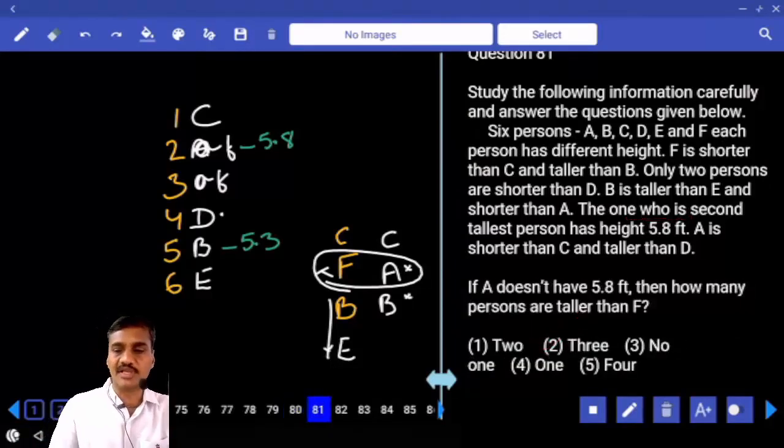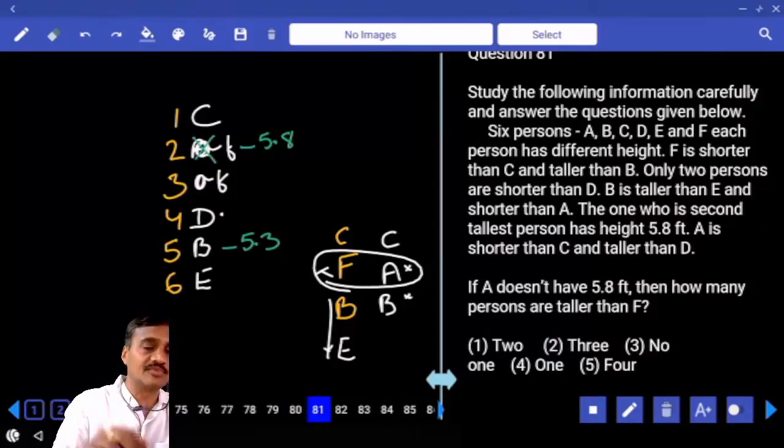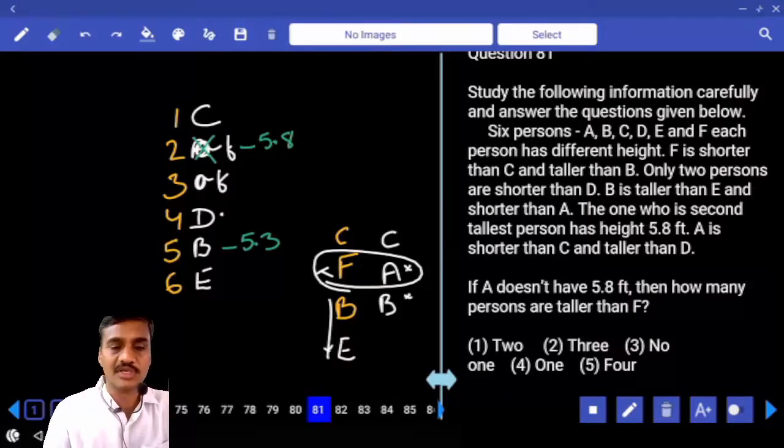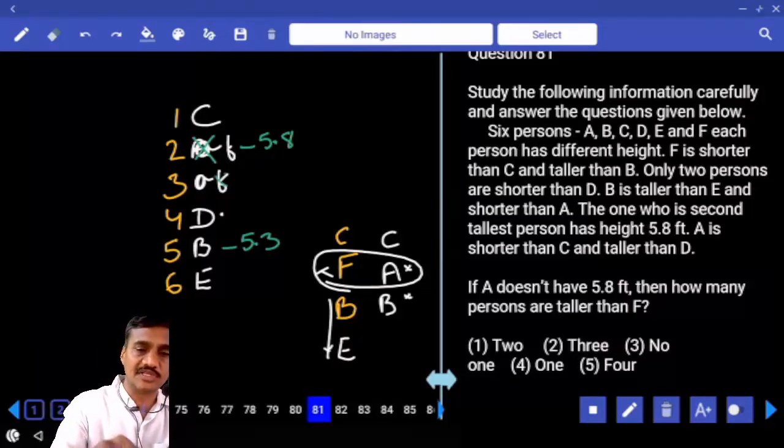And 81, if A is not 5.8. అందుకే ఇన్ఫర్మేషన్ ఇచ్చాడు, because A's position is not finalized. And then F is here, if F is here, then A will be here. Then how many persons are taller than F? There is only one person. That is the choice for question number 81. Done with this?